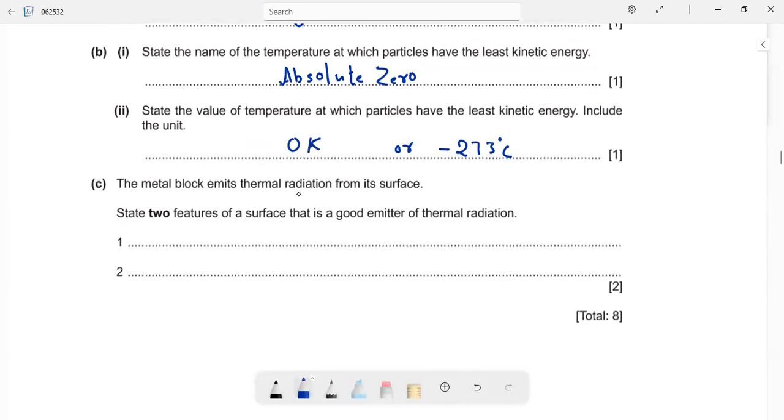The metal block emits thermal radiation from its surface. State two features of a surface that is a good emitter of thermal radiation. Black color is a good emitter of thermal radiation. And a dull surface, dull black, is a good emitter of thermal radiation.